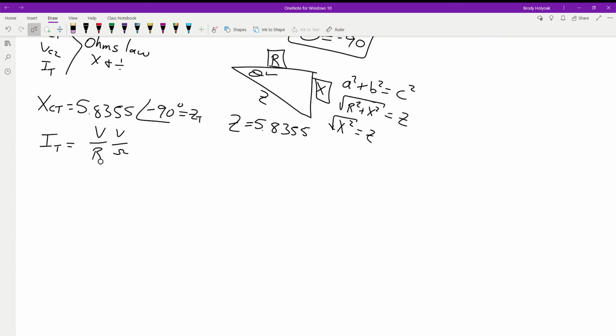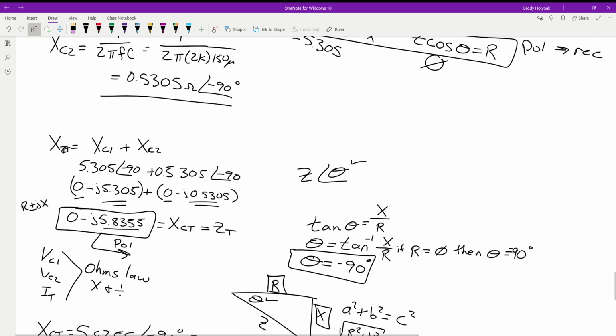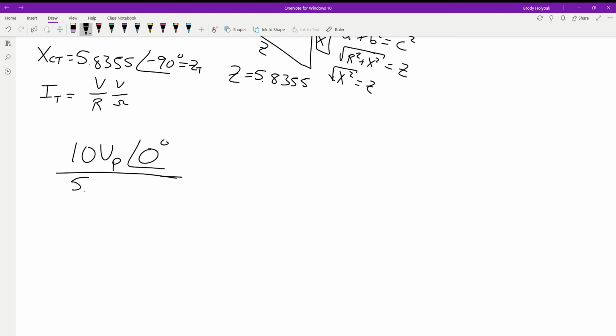I'll show you. Okay? So what was the voltage that we had? 10 volts peak. And it's very important that we know that. We have 10 volts peak. If we're not given an angle, assume 0. Okay? We divide that by the 5.8355 at negative 90. So we have volts, we have ohms, we're going to get current in amps.